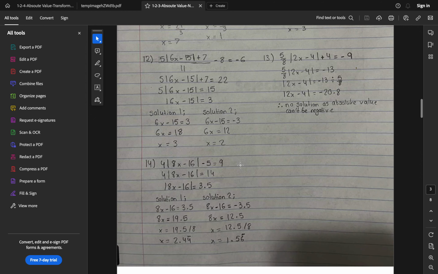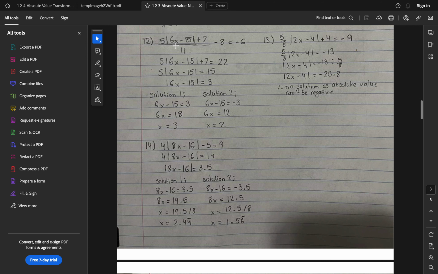Question number 12, we have 5 times the absolute value of 6x minus 15, plus 7 divided by 11, minus 8 is equivalent to negative 6. Basically right here we're isolating for the numbers in the absolute value. So first things first, we add 8 on both sides, then we multiply both sides by 11, which will give us this, and then we minus 7 from both sides, which gives us this, and then we divide by 5 on both sides, which will give us the absolute value of 6x minus 15 is equivalent to 3.